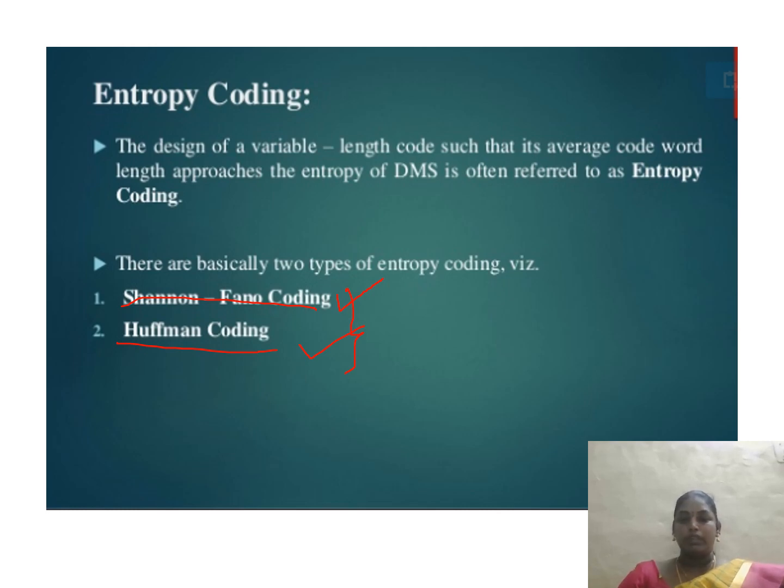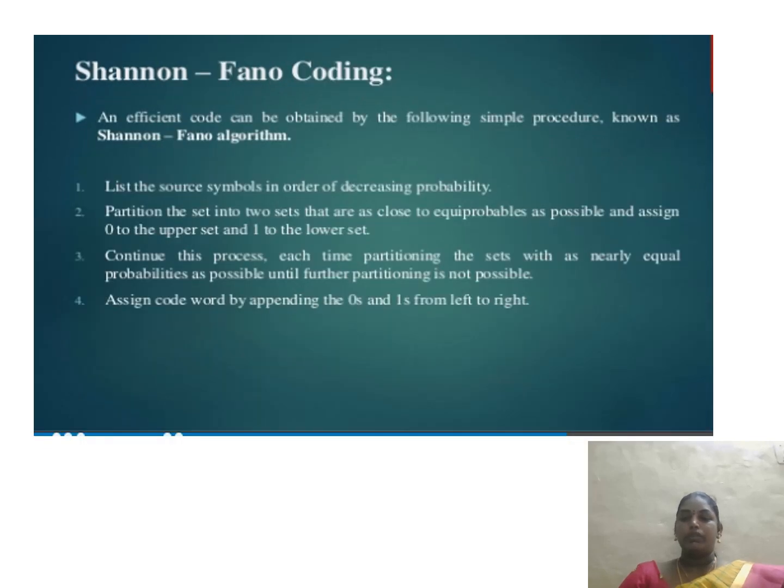So simply, entropy coding or source coding means assigning binary bits to each information symbol, or each source symbol. That will be dealt with two types of codings: one is Shannon-Fano coding and the other is Huffman coding. First we will see Shannon-Fano coding. It is basically a simple and efficient technique.